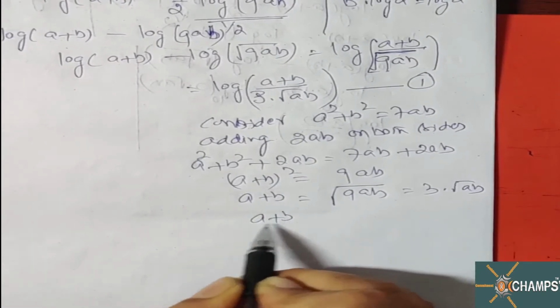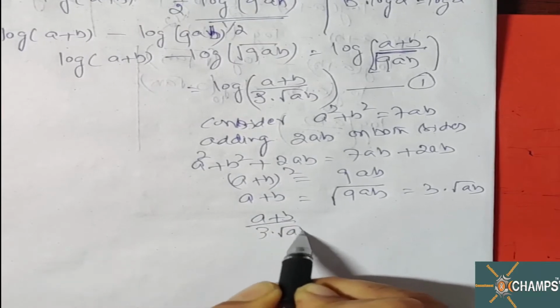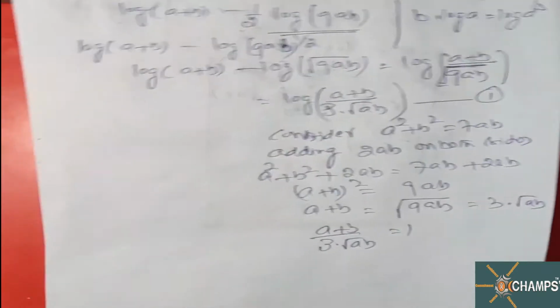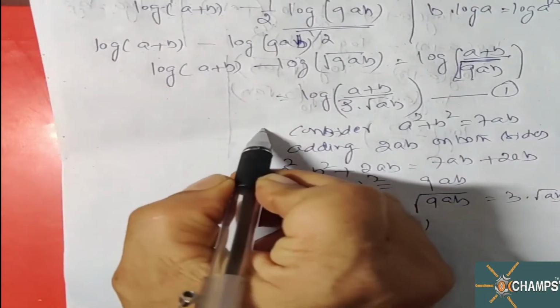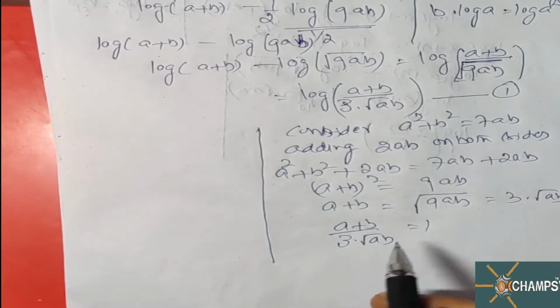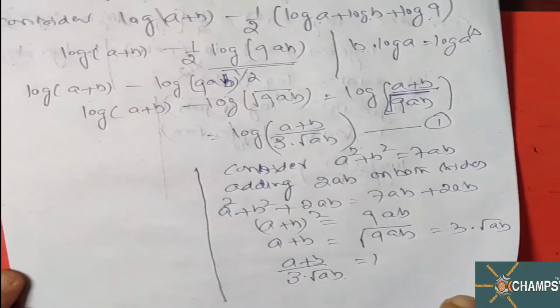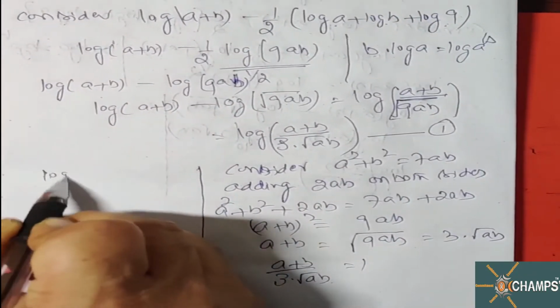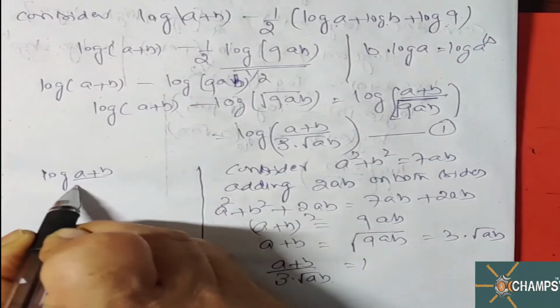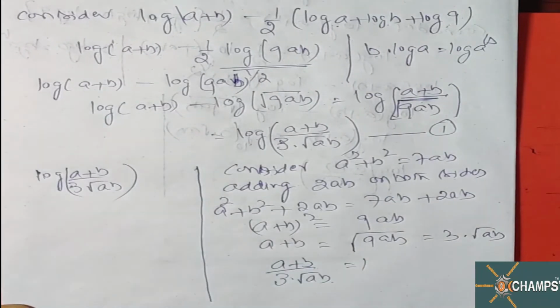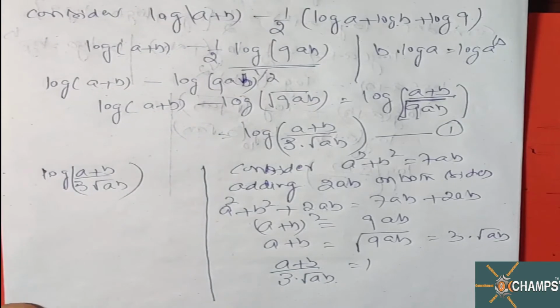Now a plus b divided by 3 into root ab is equal to 1. What will I do, sir? This value I will substitute in equation number 1. What is your equation number 1? Log of a plus b divided by 3 into root ab. This is my relation number 1.